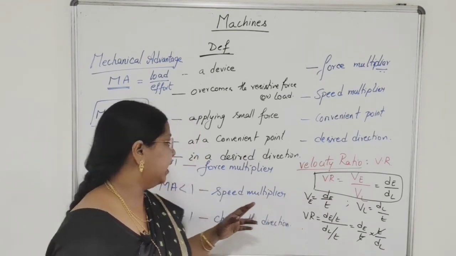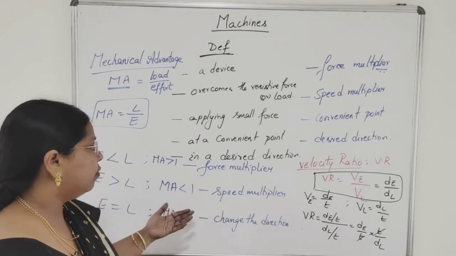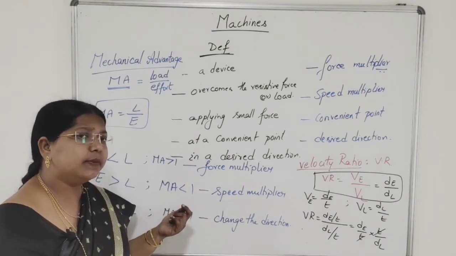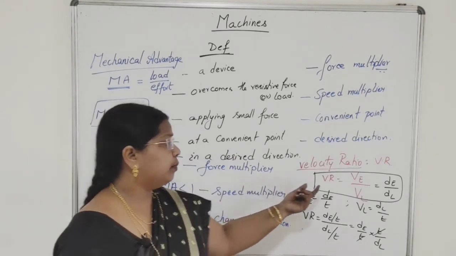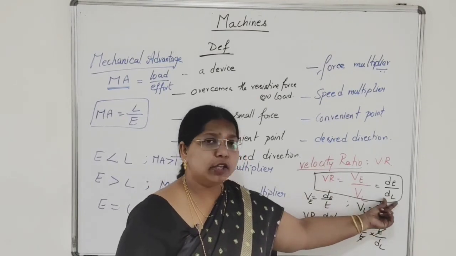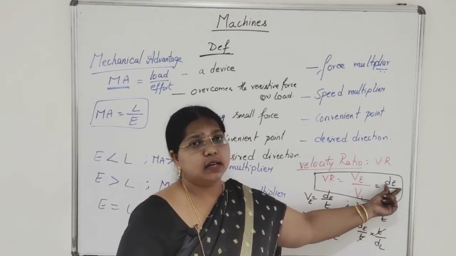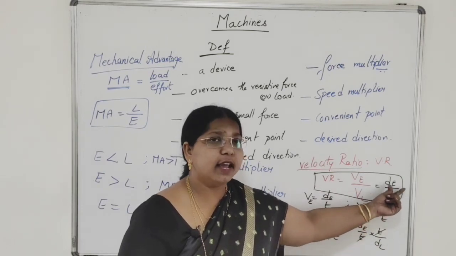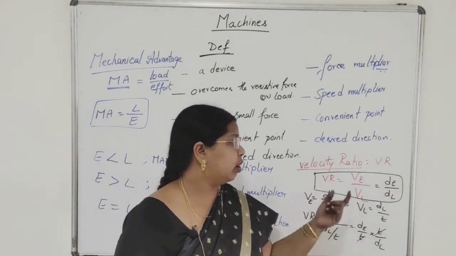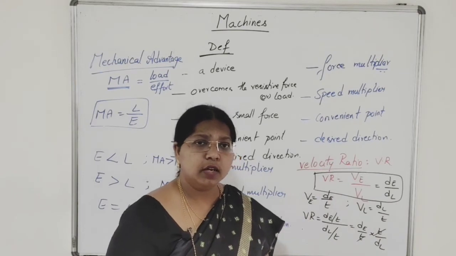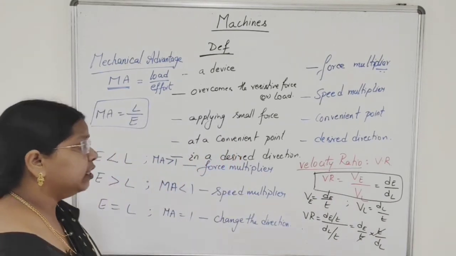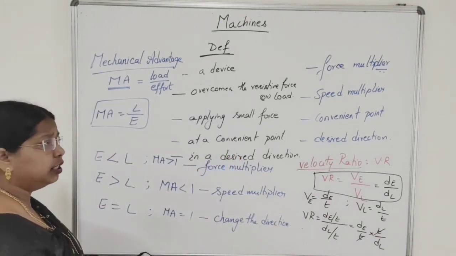Okay. And next one, speed multiplier. For a speed multiplier, velocity ratio should be less than 1. If it is less than 1, the distance moved by the load should be greater than the distance moved by the effort. Displacement of load is greater than displacement of effort. Then velocity ratio is less than 1. Are you understanding? You are getting 3 cases regarding the velocity ratio.